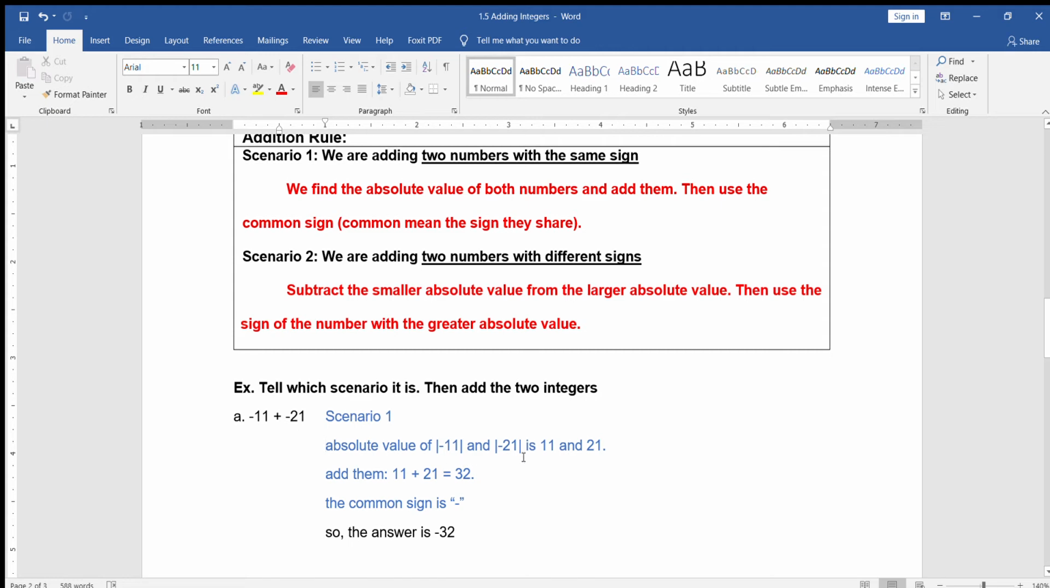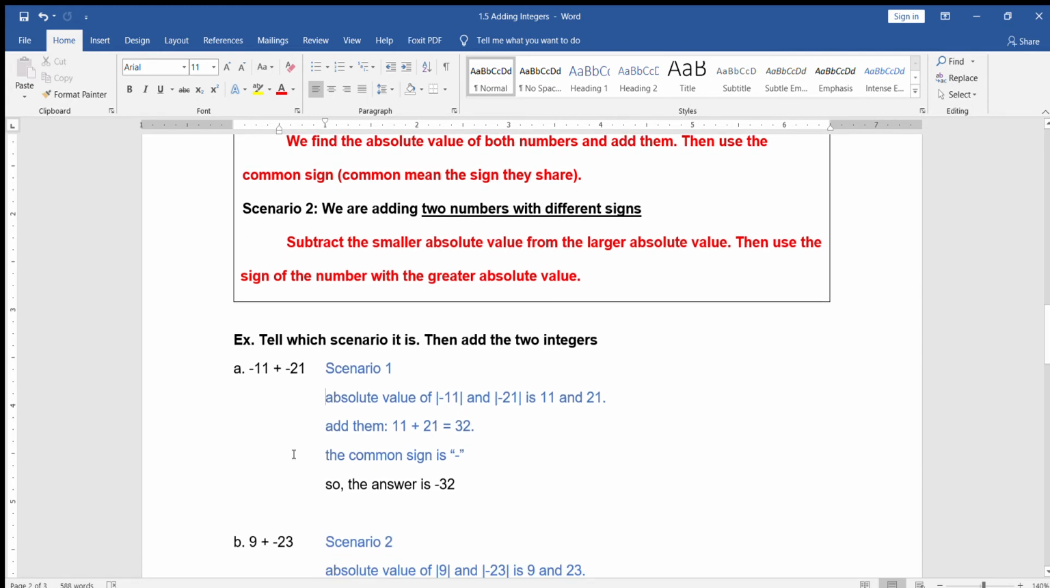Now that we found the absolute value of both numbers, we're going to add them. 11 plus 21 is 32. Is it done? No, it's not done yet. There's another part. We're going to use the common sign. What is the common sign, Desha? The common sign is negative. So the answer is negative 32. We're just going to combine this sign with the number that we got from adding. That's basically how we do scenario 1.